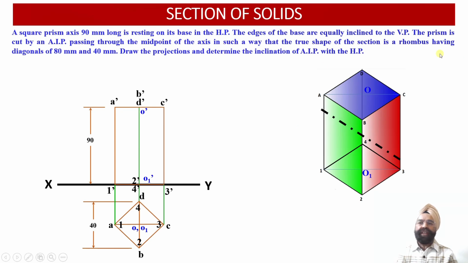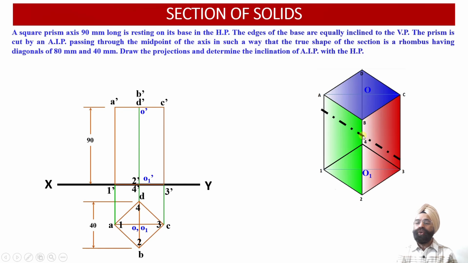Now we have got the information that the prism has been intersected by an auxiliary inclined plane passing through the midpoint of the axis. Now here we can see this is point O, axis point of the top face. This is point O1, axis point of the bottom face or the base. Now this is the axis OO1. Now once we find out the axis midpoint over here, so here we have got the midpoint of the axis OO1. Now through this point the cutting plane is passing.